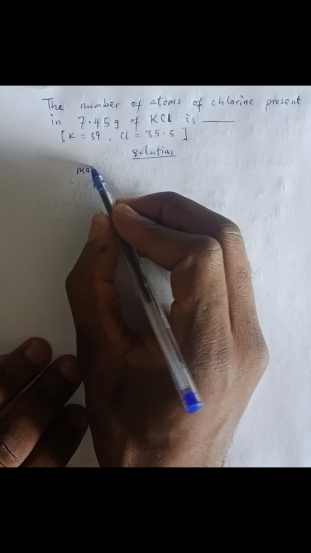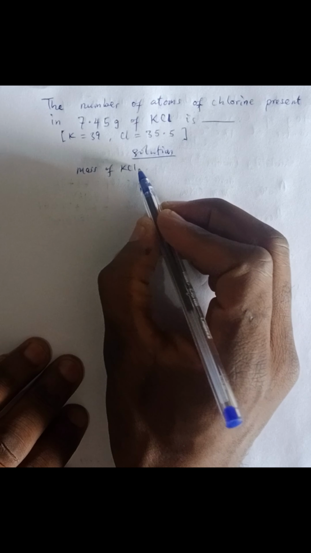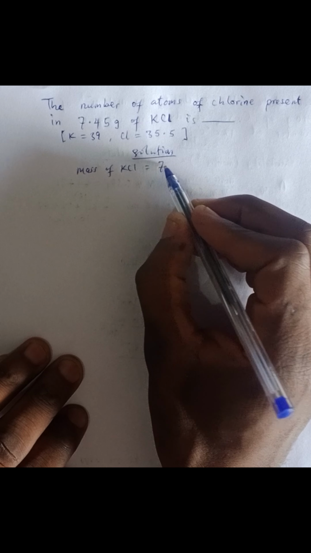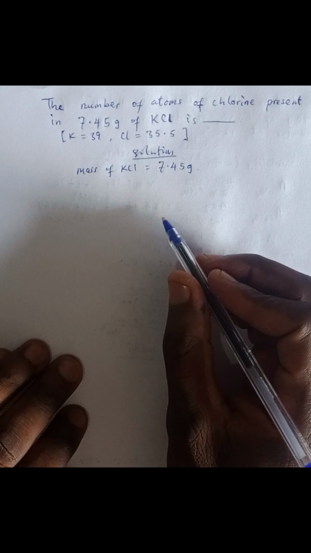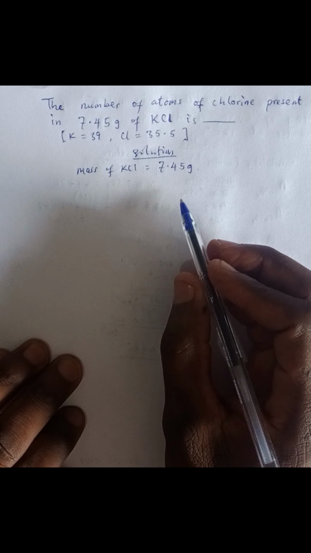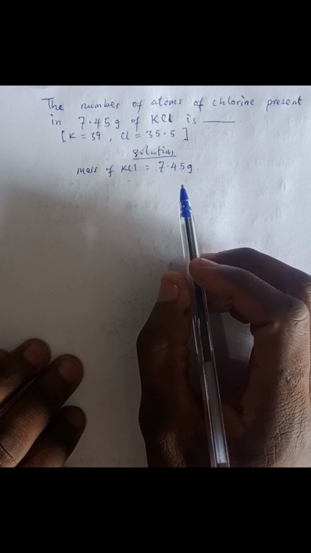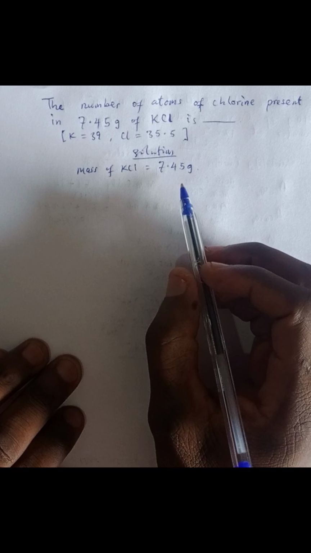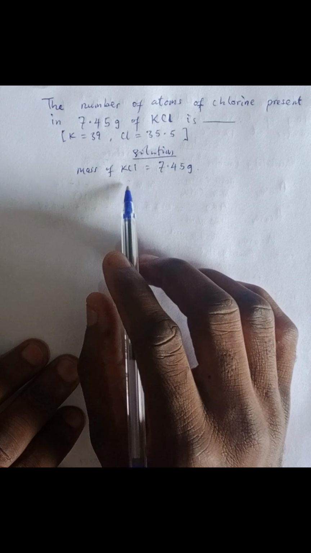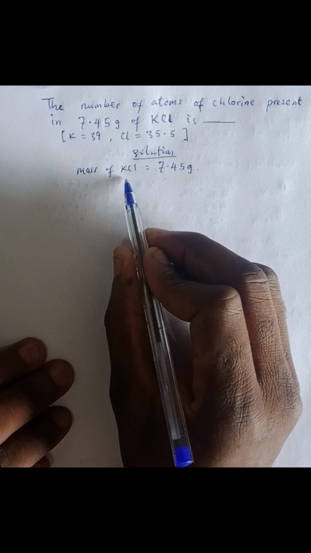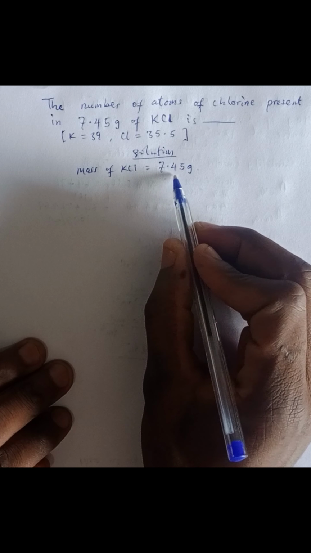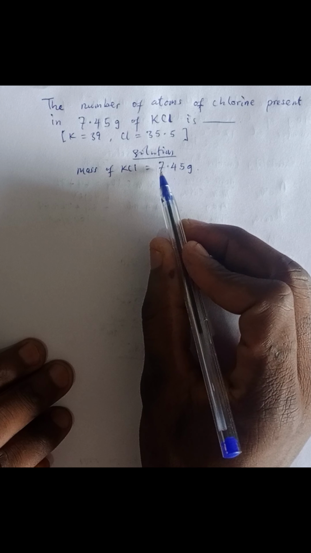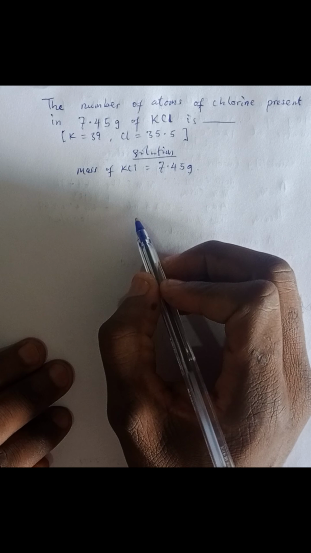Okay, mass of KCl is equal to 7.45 grams. All right, there are two ways of doing this, but I'll approach it in one of the easiest approaches, one that won't confuse us much. Now we have mass of potassium chloride given. From this mass, we can find the amount in mole that is present in this 7.45 grams of potassium chloride.